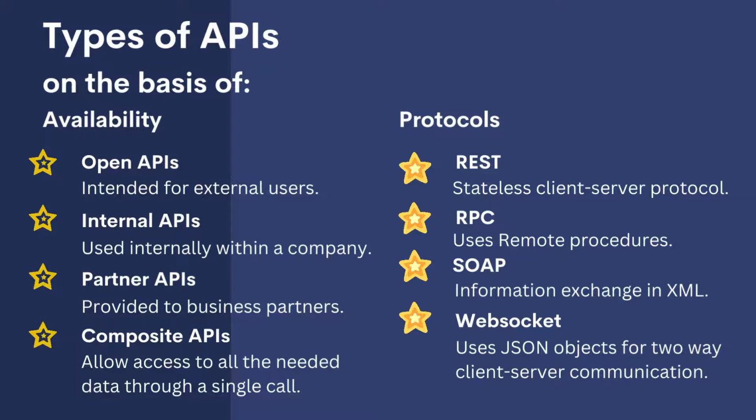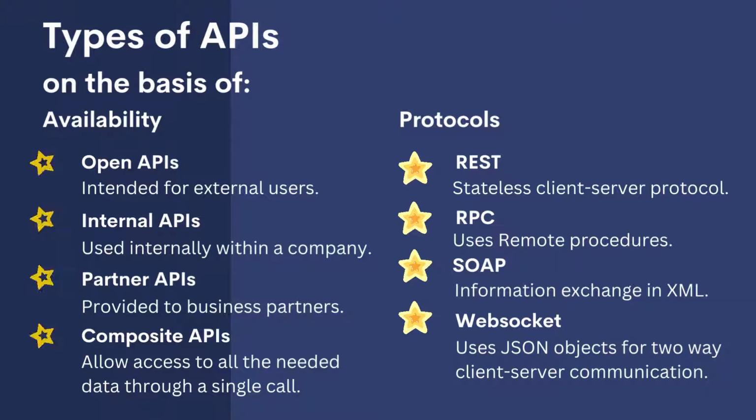Now coming to types of APIs. Types of APIs on the basis of their availability. The first one is open APIs. Open APIs are available to everyone. Anyone can use it. Second one is internal APIs. Internal APIs are only available and used within a company. For example, if a company has set up their own API, only the company members can use that API. It is only available to them.